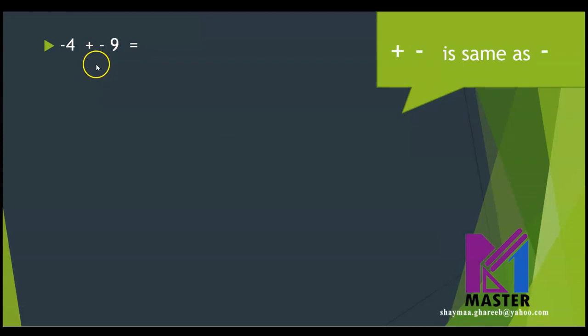When I add a negative number, I can replace or change these two signs together into subtraction. So they are the same as subtracting. So I can change the sentence to be a subtraction sentence as negative 4 minus 9. I will follow the same steps as I did before.